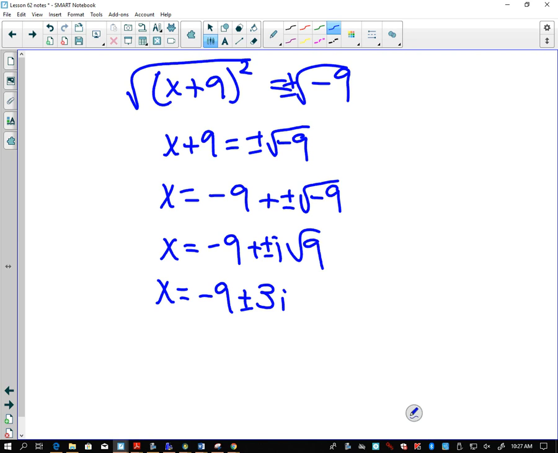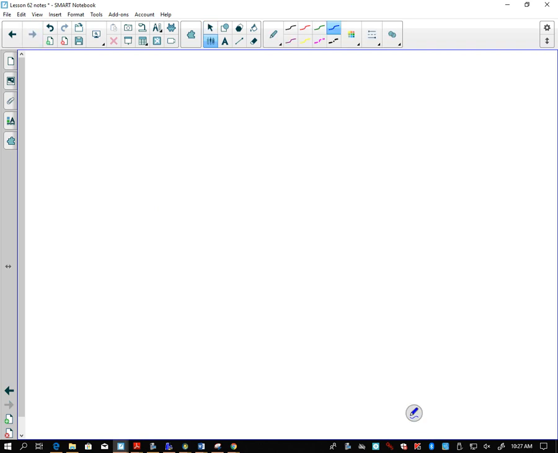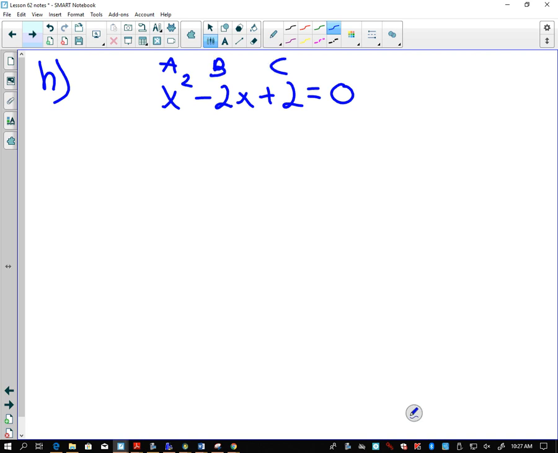H, okay, so we want to see that H now. All right, what was this? This was G. Go ahead and label that. H, Danielle, can you read that? It was what, x squared? Okay. This one I would do as a quadratic formula.